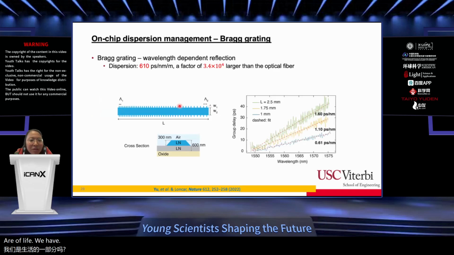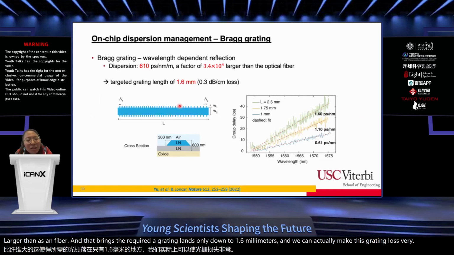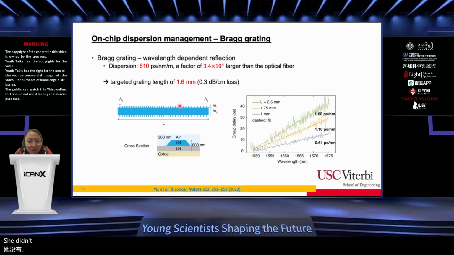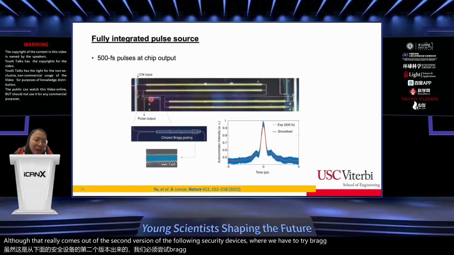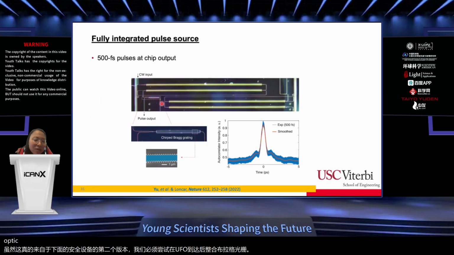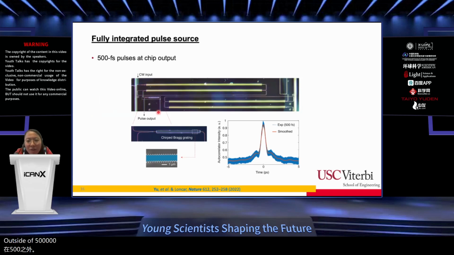We have measured the fabricated device and found a dispersion 34,000 times larger than SM fiber. That brings the required grating length down to only 1.6 millimeters. We can also make the grating loss very small, down to 0.3 dB per centimeter. This comes out of the second version of the fully integrated devices, where we have the chirped Bragg grating integrated right after the electro-optic modulators, and we observe fully transform-limited pulses of 500 femtoseconds at the chip output.